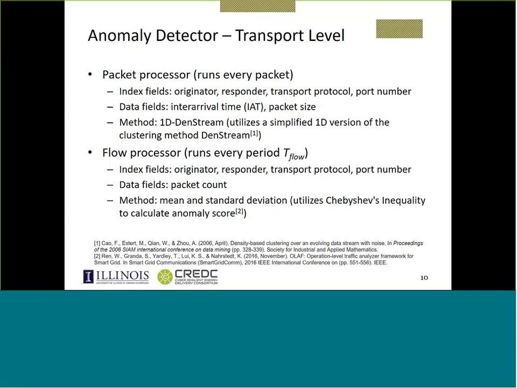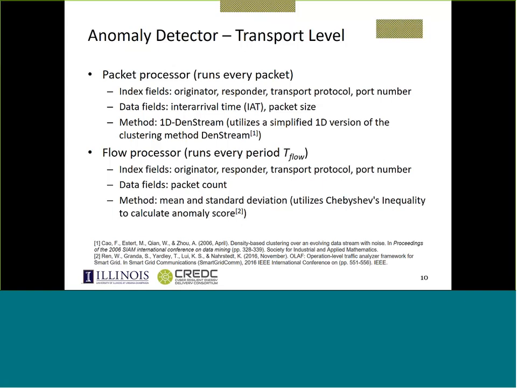The first type is the index fields, which includes both of the index fields of the input data for the 2 processors: the originator for the connection, the responder for the connection, the transport protocol used by the connection, and the port number. And as you can see, those 2 processors share the same set of index fields.